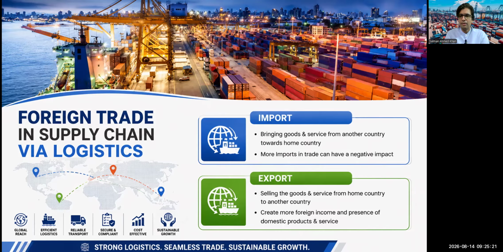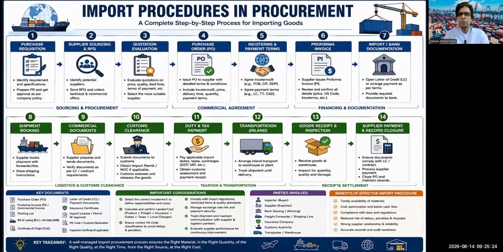So let's start with the import procedures and procurement. In the import procurement procedure, the process is almost the same. You raise the purchase requisition, which is actually raised by the planning section. When it is received by procurement, procurement does the strategic sourcing and sends RFQs in the market to find the right supplier with the right pricing, right quality, and right quantity. Then they do the quotation evaluations based on these scenarios and the technical evaluations, and after that they issue the purchase orders.